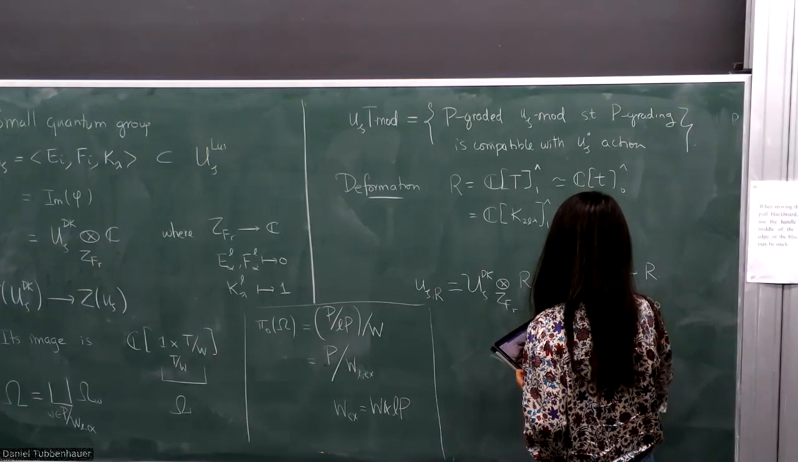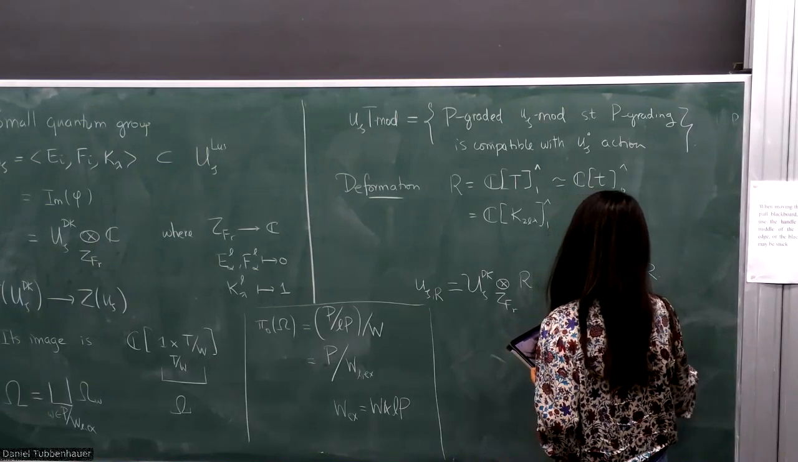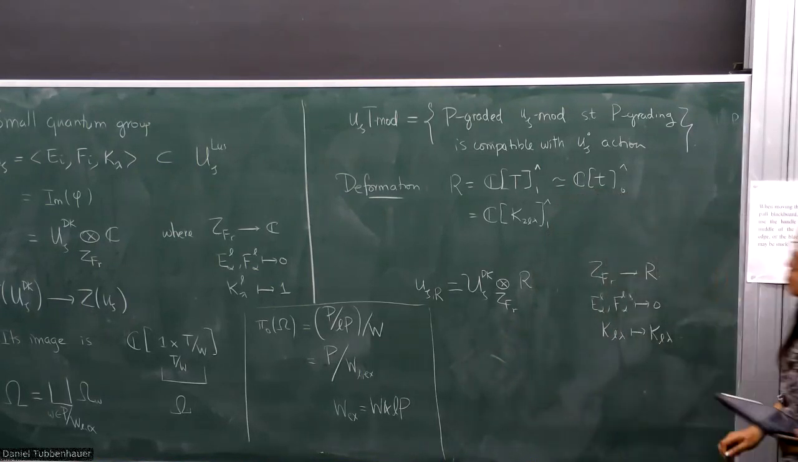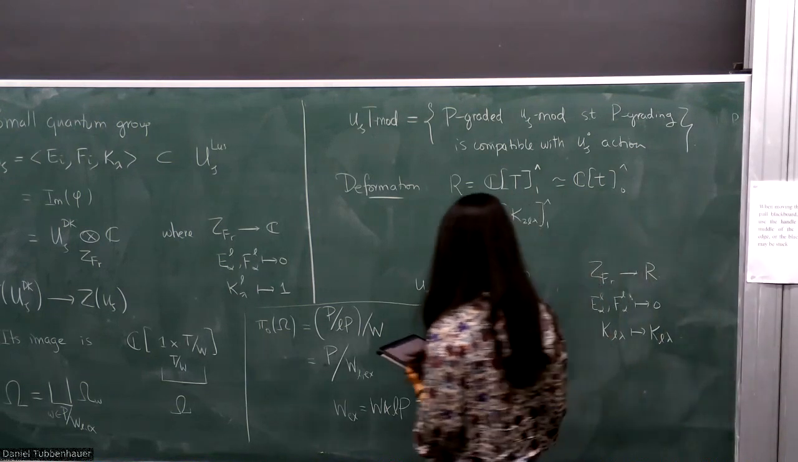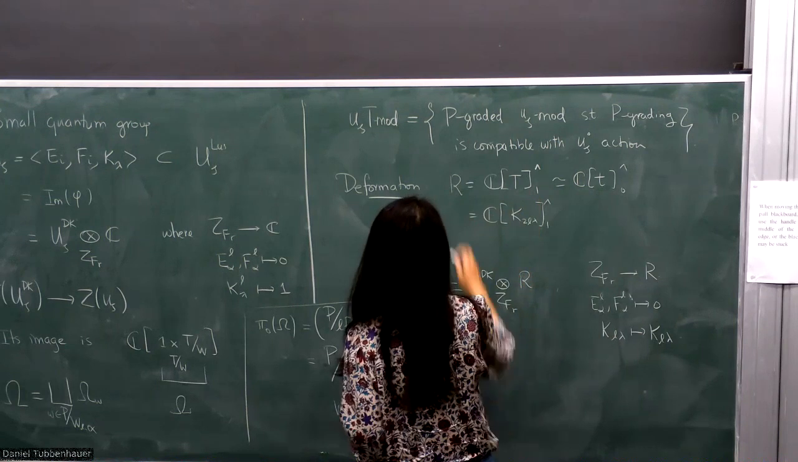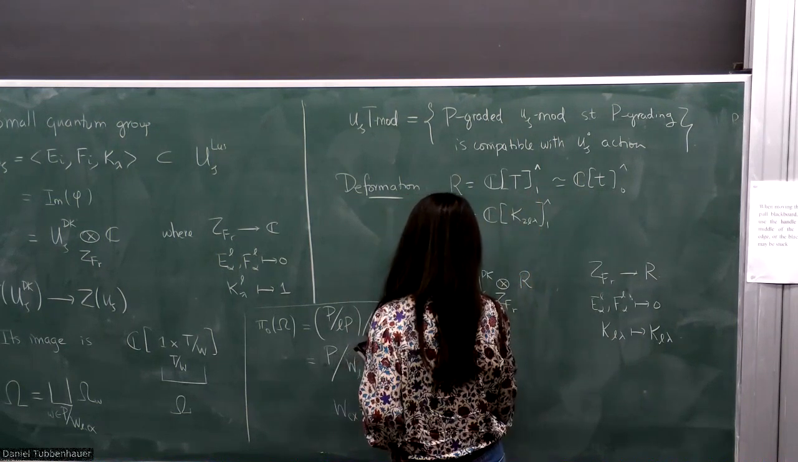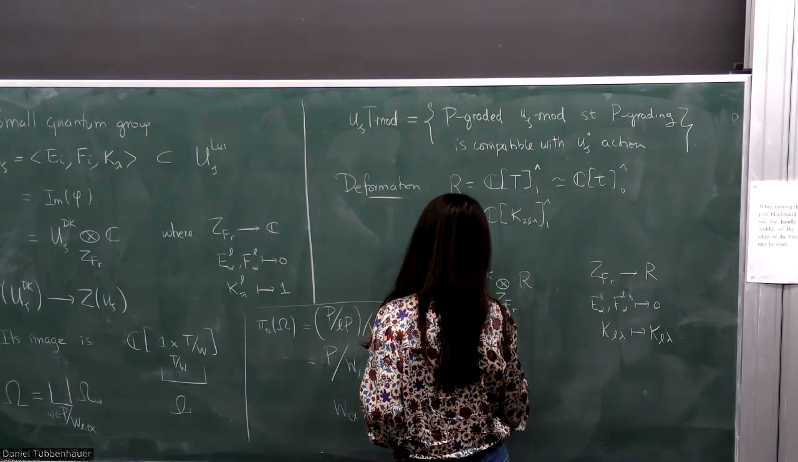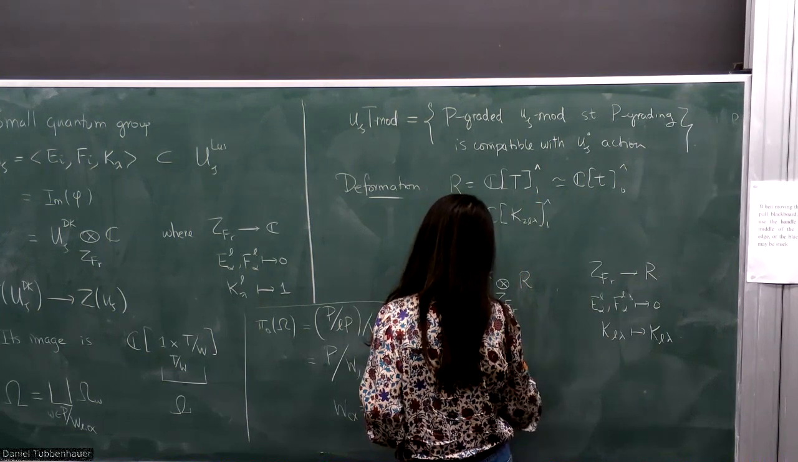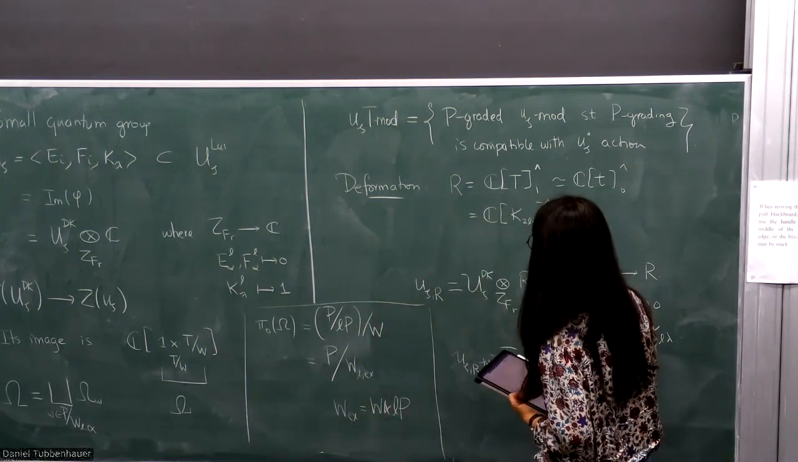And then I consider a deformed category, meaning that I will consider U zeta R modules, P-graded, which is defined as a module.